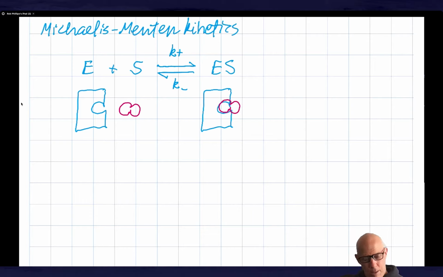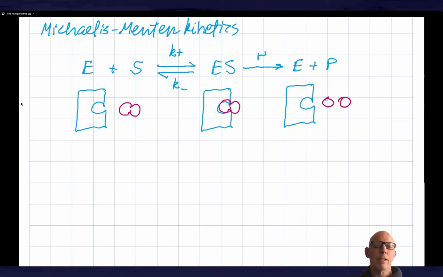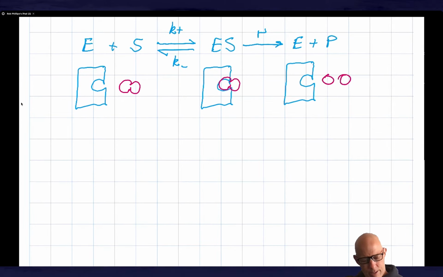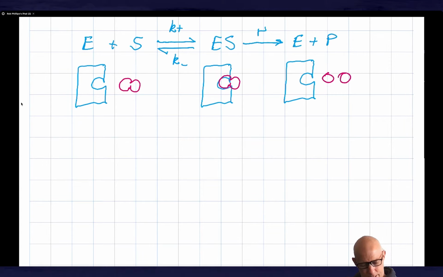And then at a rate constant, which I will call R, it goes to enzyme plus product, and that looks like enzyme again, and then plus the two guys which have now been cleaved. So that's the reaction that we have in mind, and in a certain sense, the whole topic hinges on the rate at which we make enzyme substrate complex.